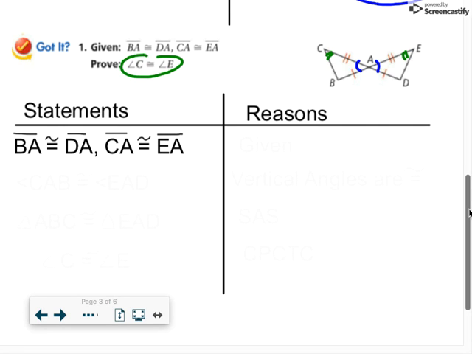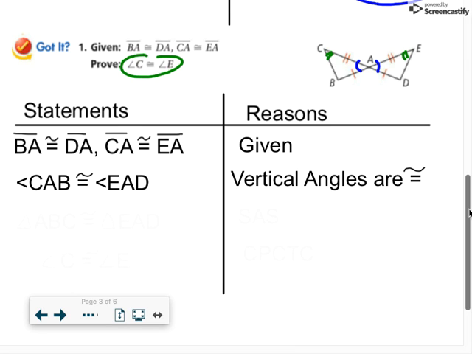the triangles are congruent. So we have a given step. Like I said, we have a vertical angle step because our picture looks like a bow tie like that. All right, so a good way to name it this time, CAB and EAD. Okay. That would make the triangles congruent.